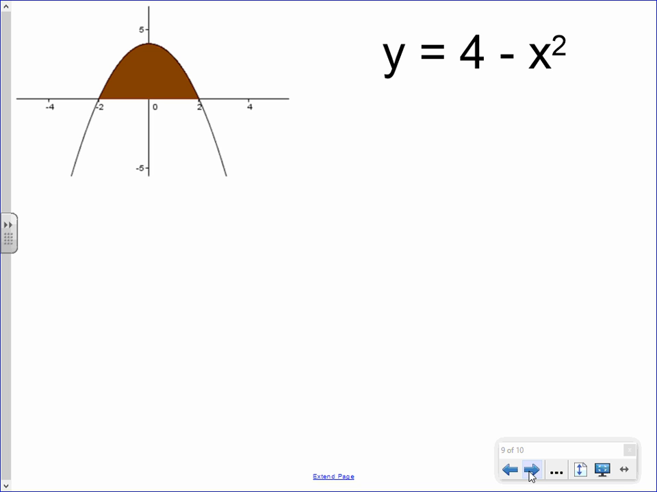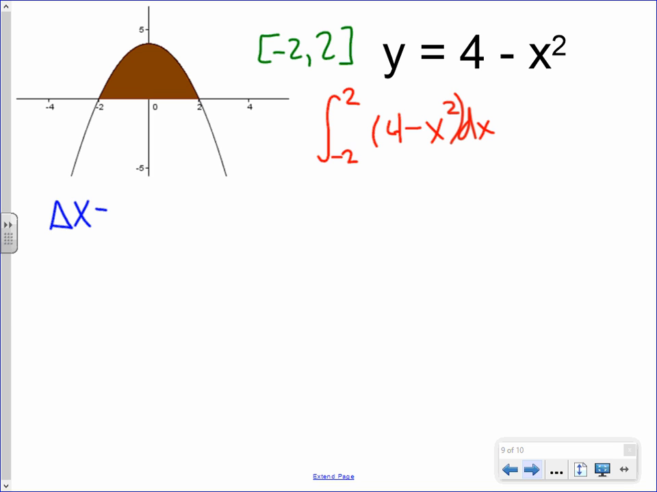So you don't have to draw the picture, but I'm trying to make you see that we're finding area under the curve. Our function is y equals 4 minus x squared. Negative 2 to 2 would be our interval. Okay. So what we're finding is the integral from negative 2 to 2 of 4 minus x squared dx.